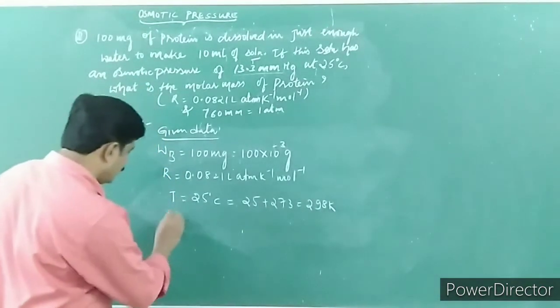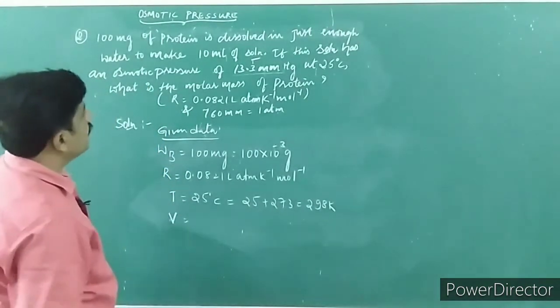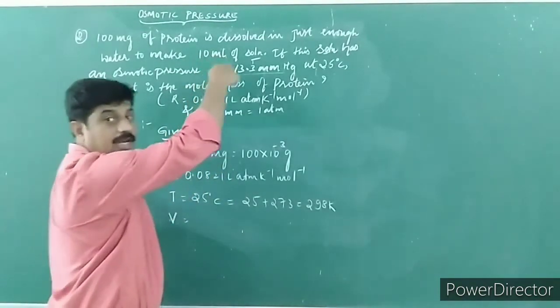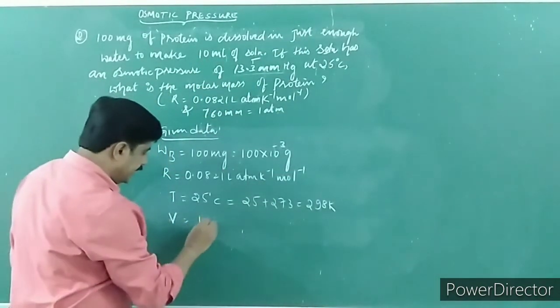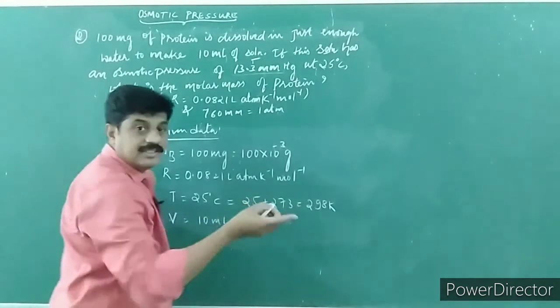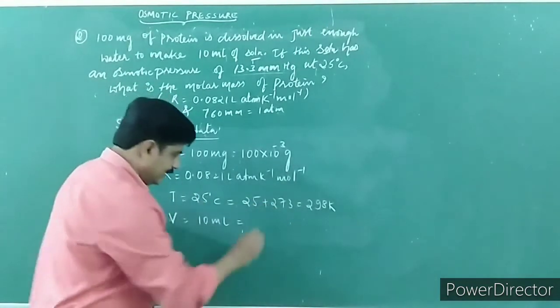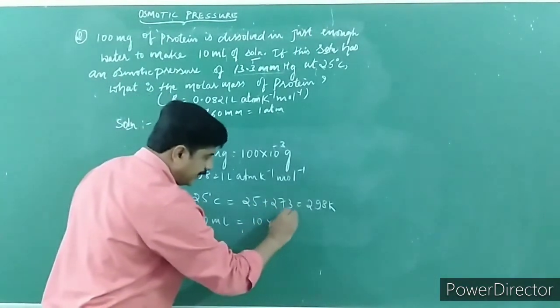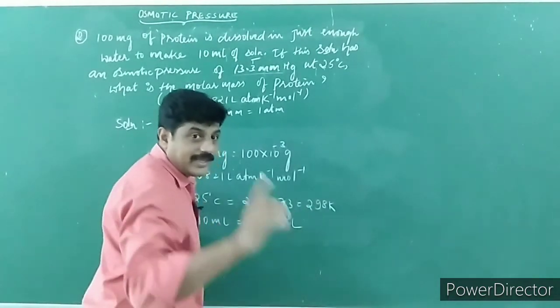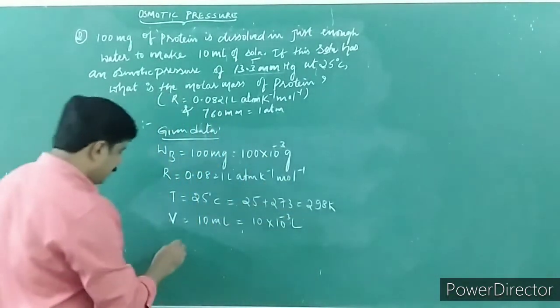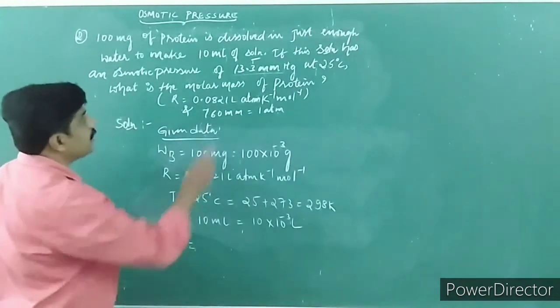Then we go for the volume. V, how much? 10 ml is given. You convert that into liter. Okay? 10 ml, now convert that into liter. What do you do? 10 into 10 to the power minus 3 liter. Hope you are getting that. Okay? Next, pi is given. Osmotic pressure. How much?